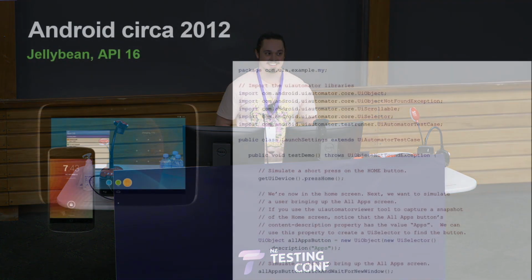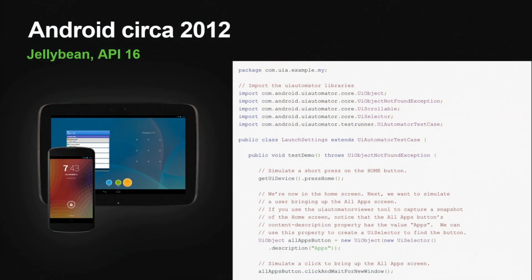So as for a bit of context, here's what devices look like around that time. You can see the screens are getting a little larger, the text is getting a little smaller, and hollow design is out and about, one of my favorite kind of eras of Android. But again, on the right-hand side here, you can see what tests used to look like back then.